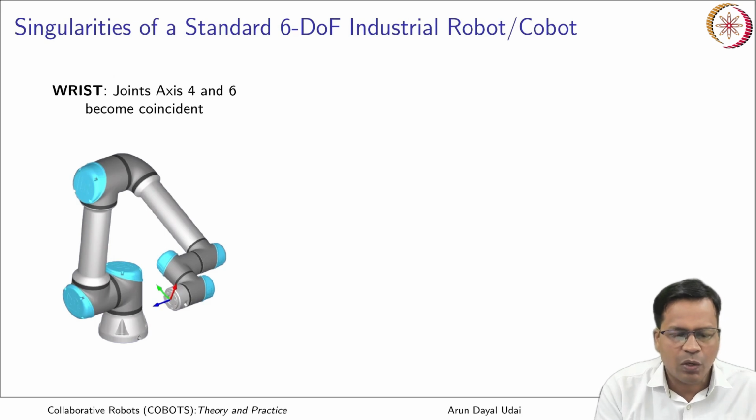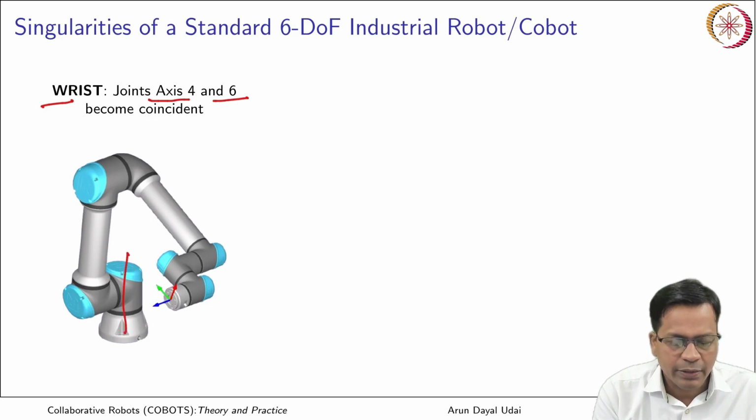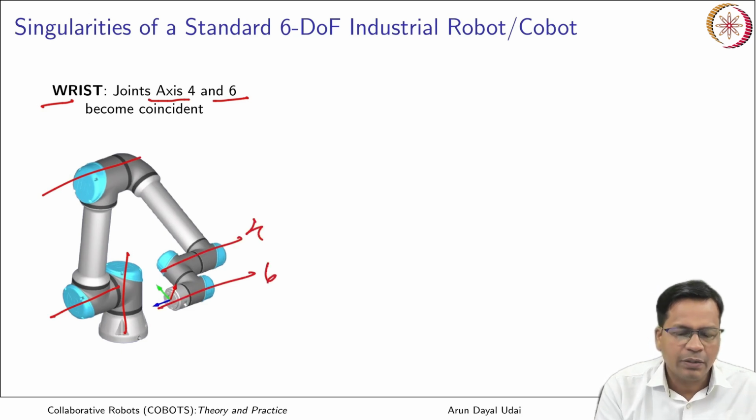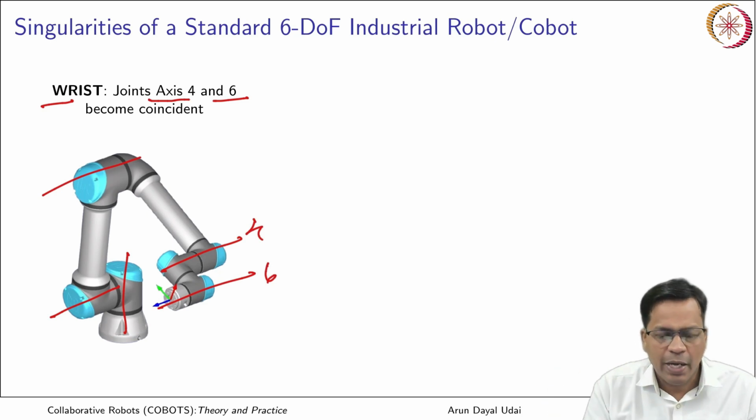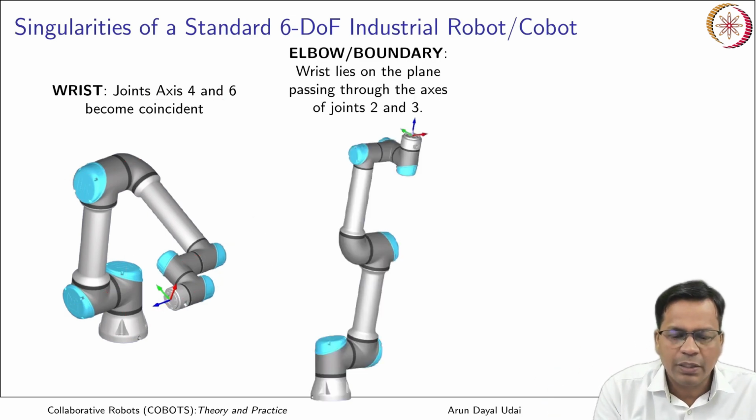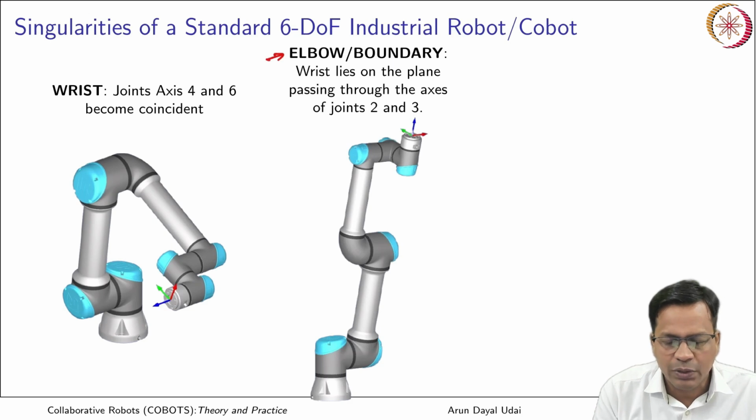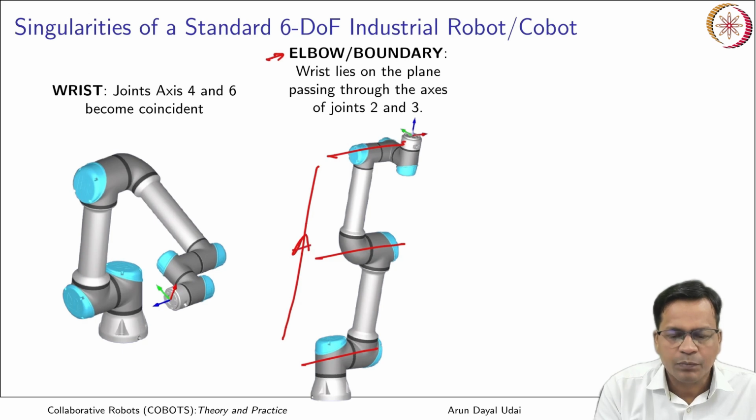So, in case of UR, you saw these were a few. Okay, wrist singularity, axis 4 and axis 6. So, where are they? Axis 1, axis 2, 3, axis 4 and 6. Both are coincident. Okay, they are parallel to each other. In this case, elbow or a boundary singularity, you see this and this came in a straight line. So, wrist lies on the plane passing through the axis of joint 2 and joint 3. This is joint 2, joint 3, wrist lies on the same plane. Okay. So, that is a boundary singularity.